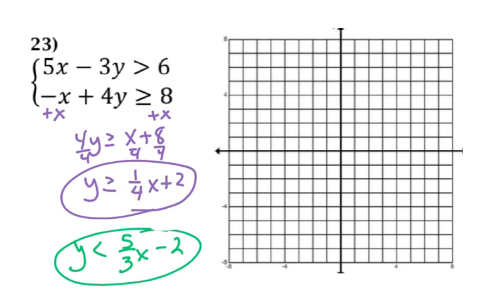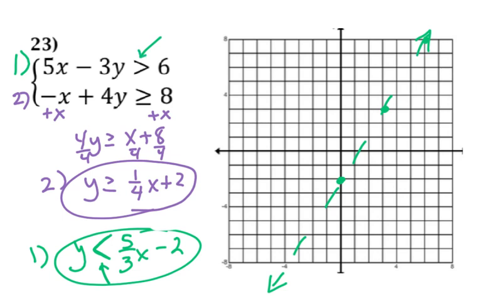Okay, now trying to keep this straight, just to make sure my colors are coordinated, I've got my first inequality in green. My second inequality will be in purple. So going to the green one, I'm going to go to negative 2. I'm going to go up 5 and over 3. And then do it again. I'm going to have a dashed line. And then it says less than.